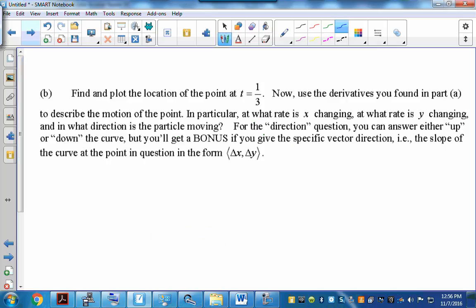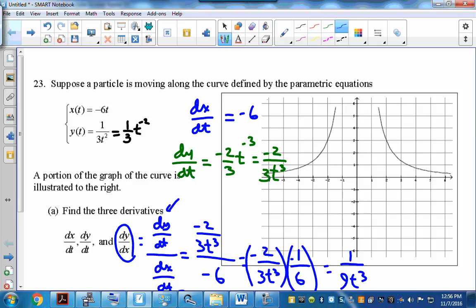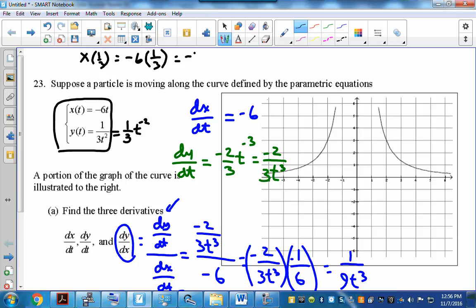Okay, part B, find and plot the location of the point t is equal to 1/3. Okay, so if we go back and look at the graph, and we know x and y are given by these equations. So x of 1/3 is going to be negative 6 times 1/3, which is negative 2. And y of 1/3 is going to be 1 over 3 times 1/3 squared, which is equal to 3. So negative 2, 3. This is the location where t is equal to 1/3, right there.